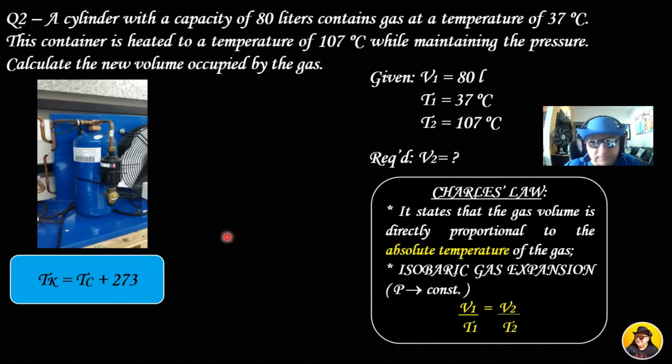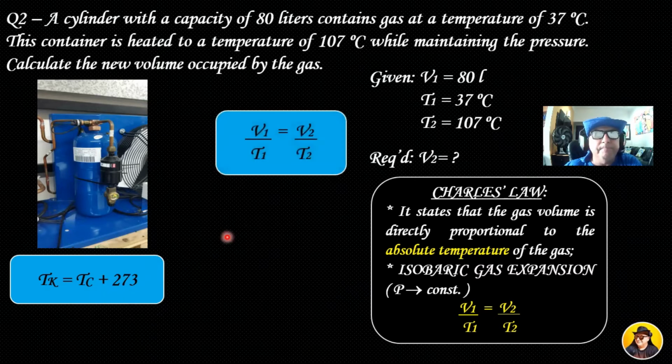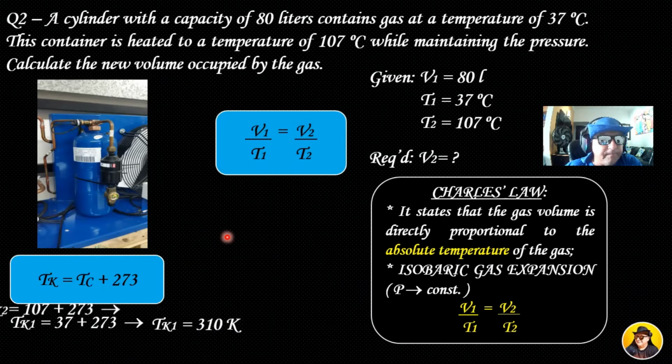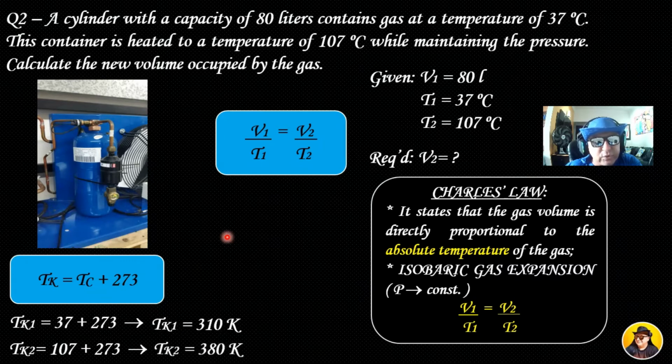So let's do it. V1 over T1 is V2 over T2. TK1 is 37 plus 273, so TK1 is 310 Kelvin. And TK2, 107 plus 273, so TK2 is 380 Kelvin.